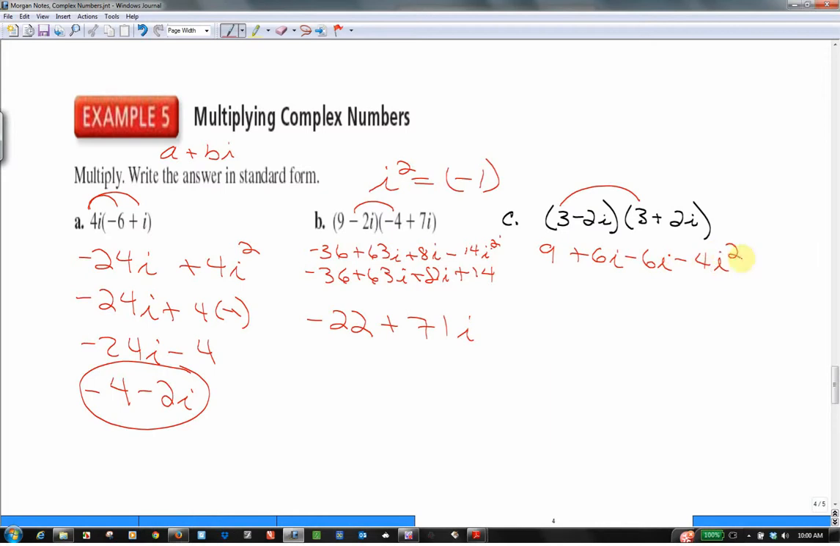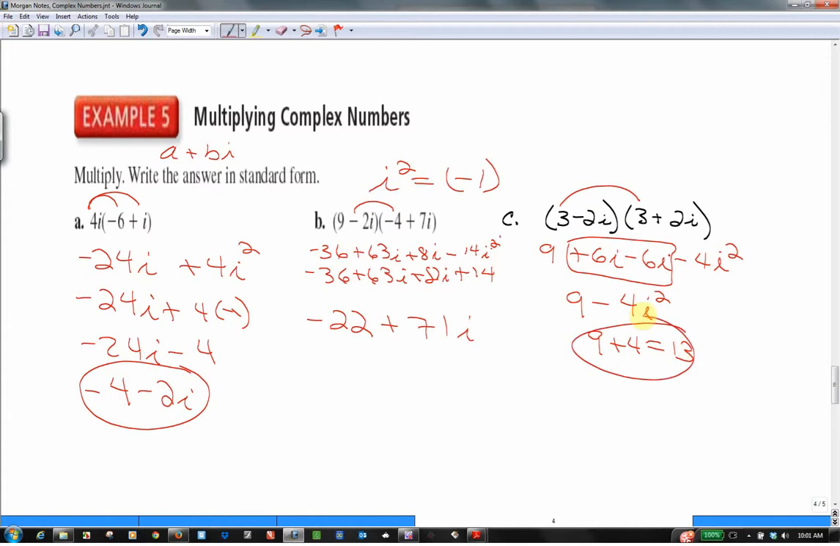Well, look what happens to all my i values in the center. They've got a plus 6i minus 6i. They're going to go away. So I have 9 minus 4i squared. But i squared is a negative 1. So this really becomes 9 plus 4 is equal to 13.